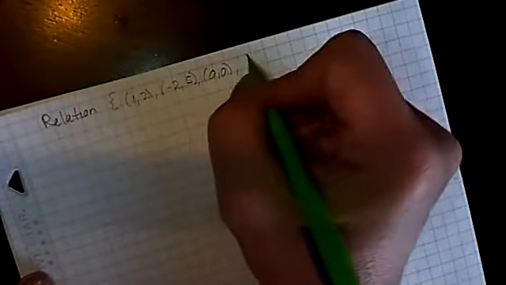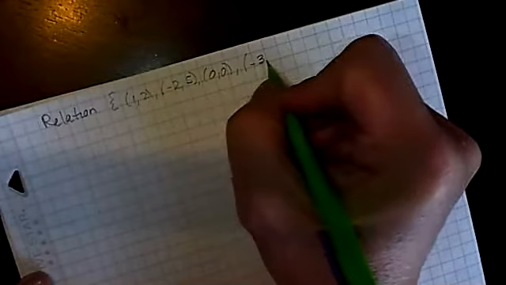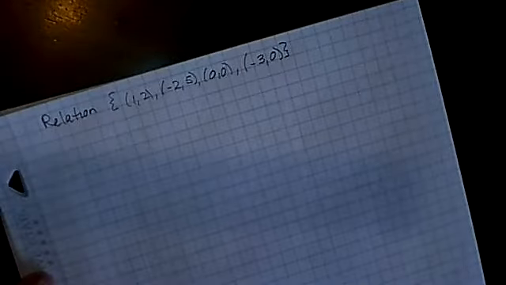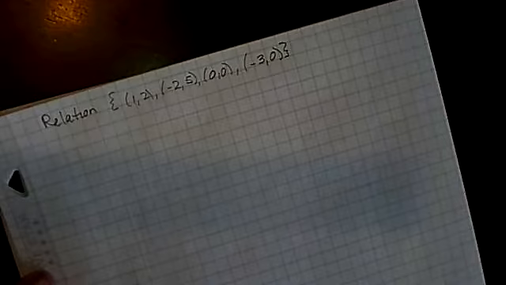Okay, so let's go with this. So here's a relation, just a set of ordered pairs. All right, so I'm going to ask you a couple questions. First of all, I want to know, what is the domain of that? What is the range of that? And is it a function? So those are the three things I'm going to ask you to be able to tell me.